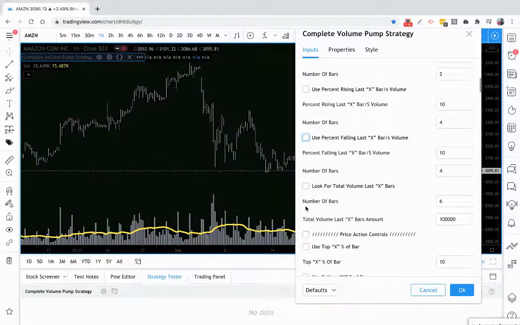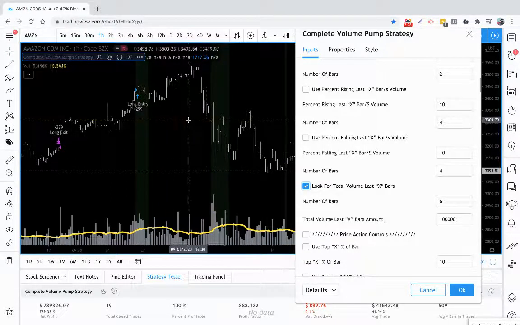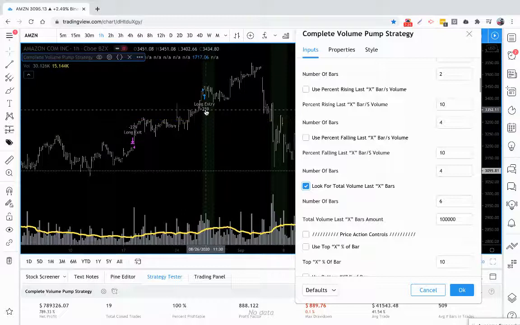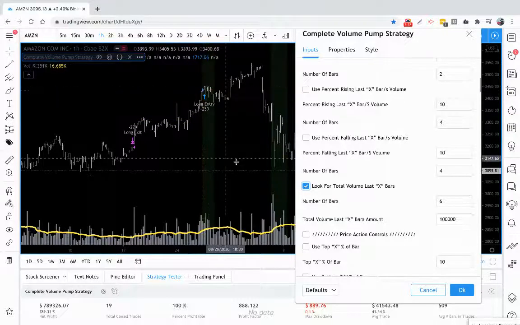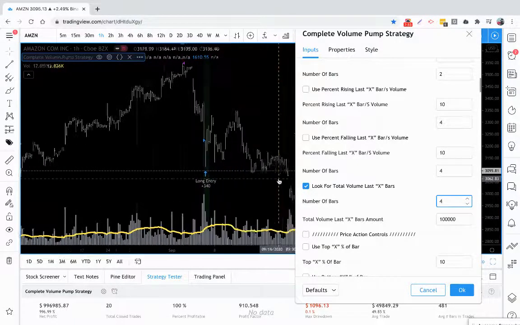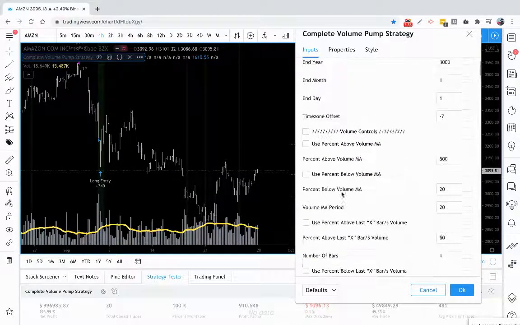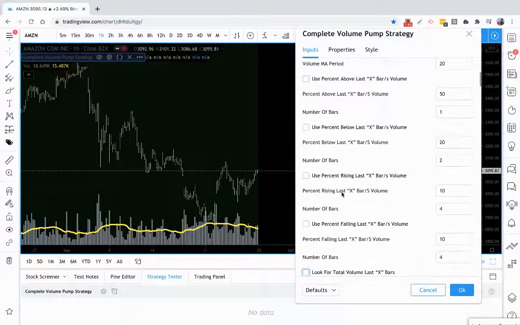If you just want to look for a certain amount of total volume over the last amount of bars, you can do that here too. Let's say, for example, we want to look for 100,000 shares of Amazon sold in the last 6 bars. There you go. You can literally change that number to anything you want. And that's how the volume controls work. That's just one part of it.